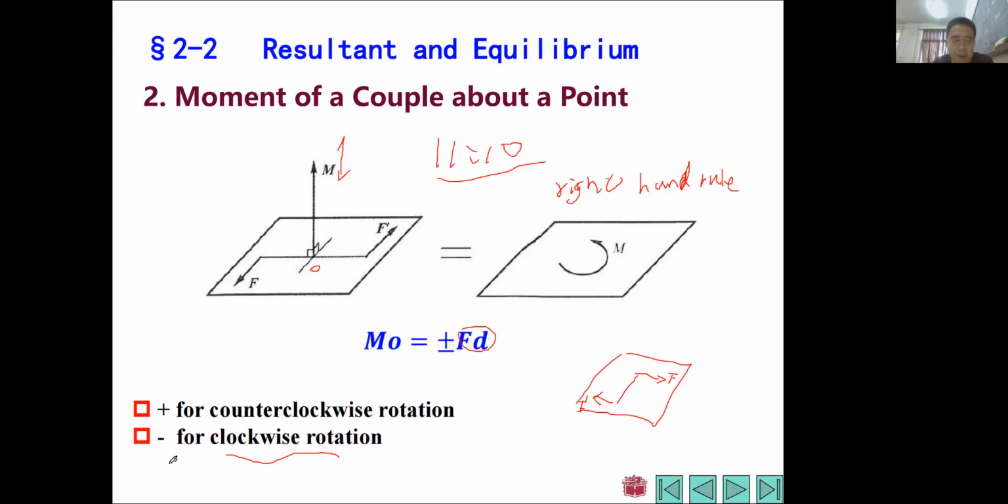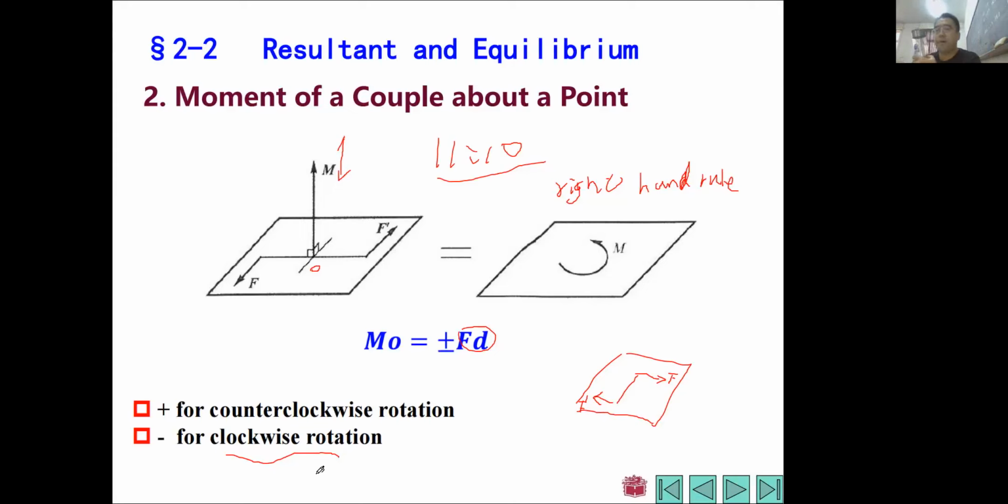So that will be negative. We use minus sign. Let me give you a very simple example. Maybe you guys study a long time and you feel very thirsty, and you have a bottle of water, you want to drink it.